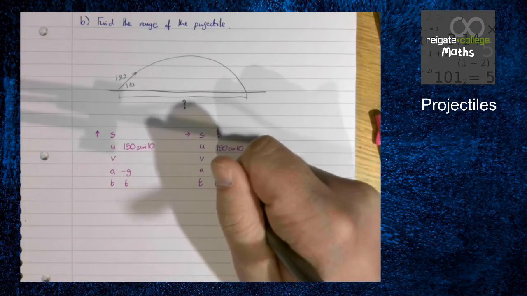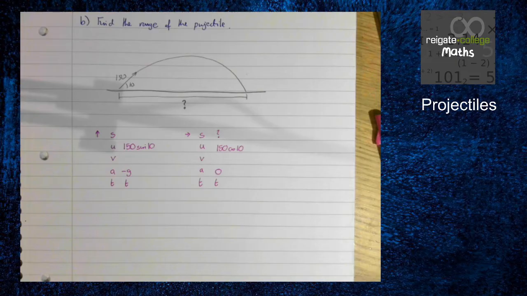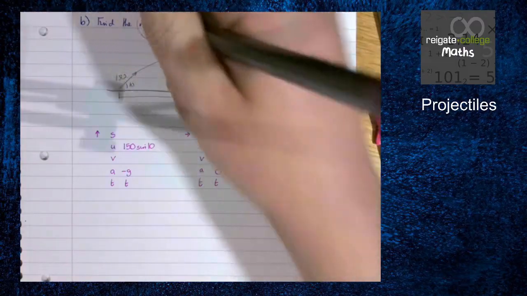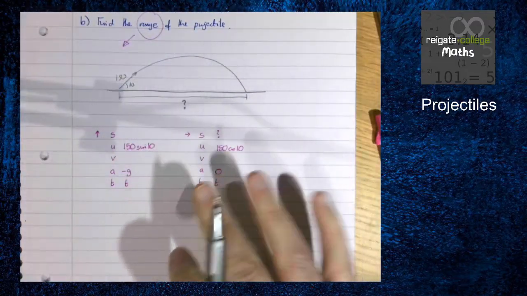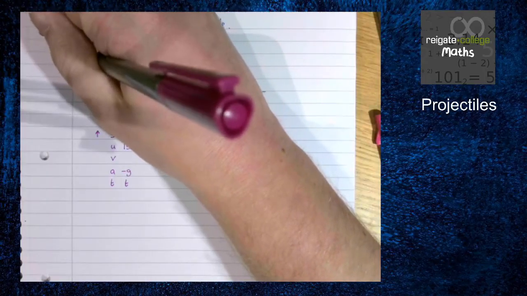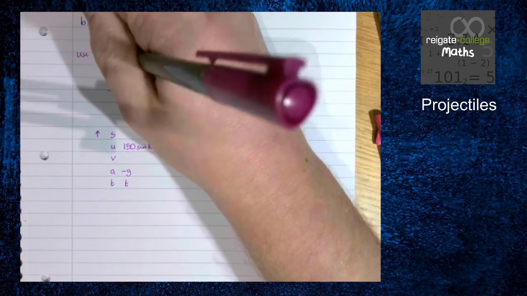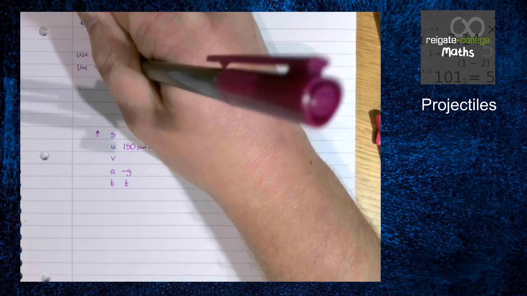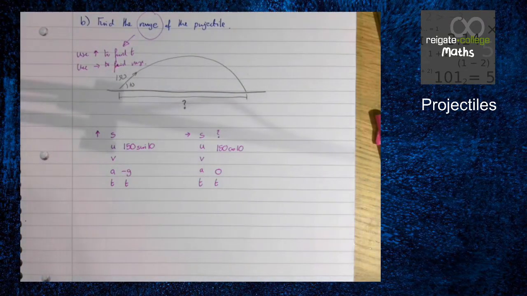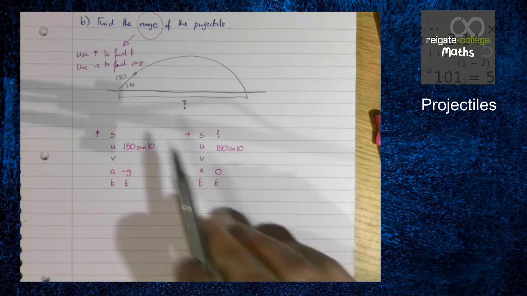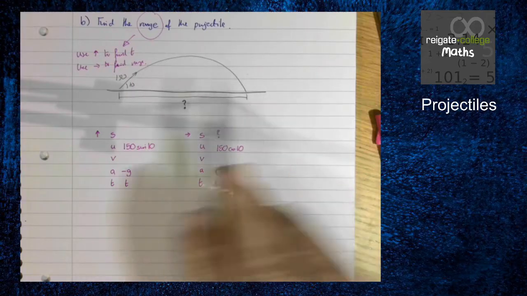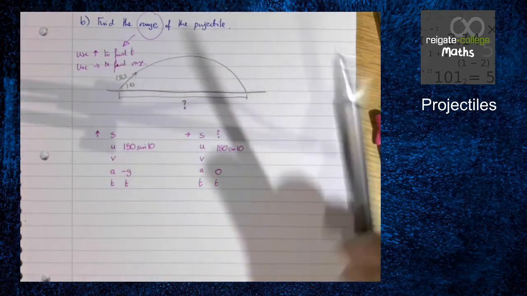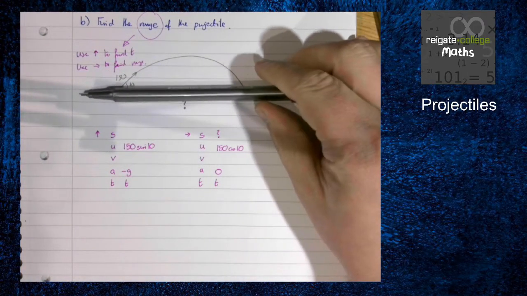Okay. So when you are working out the range, for range questions, most of the time you use the vertical to find time, then use the horizontal to find range. That's just typically the way you do these questions. Because don't forget, the range is where it hits the ground, or where it hits the level that it started on. Because we're hitting the level that we started on, let's look at the displacement vertically.